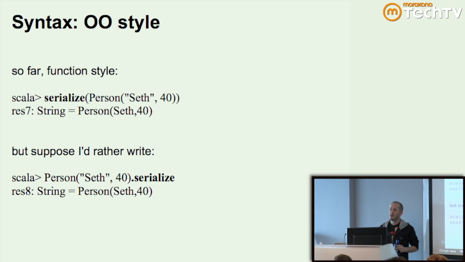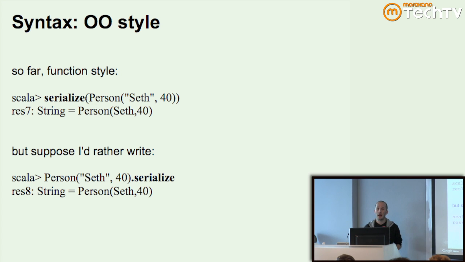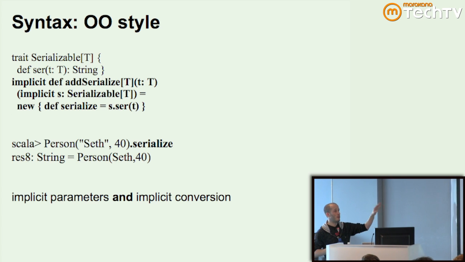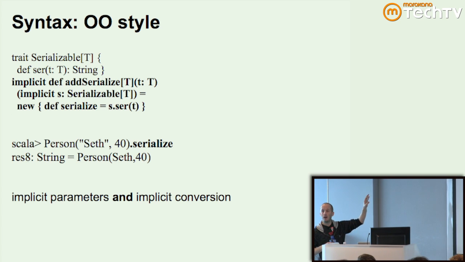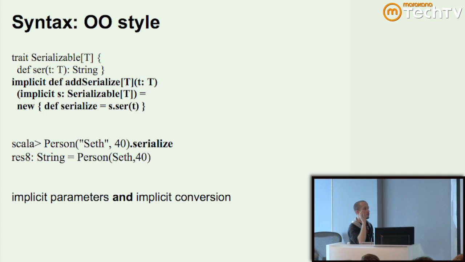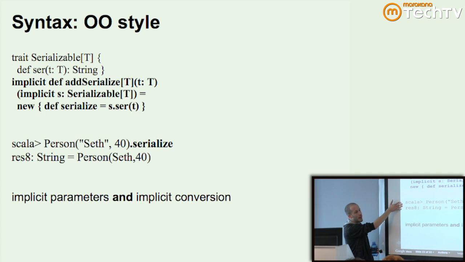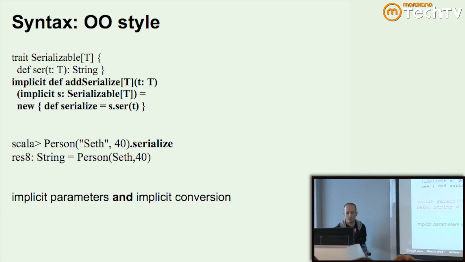Another optional syntactic refinement that we can get if we want it is if we would prefer to write serialize as a method call on the object rather than as a function that takes the object as input. We can do that using an implicit conversion. This is the standard pattern for adding so-called extension methods to Scala classes. So I won't go over that in detail, but you have this option of making this syntax available to whoever's using your code.